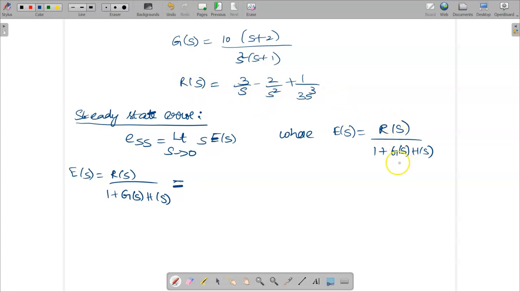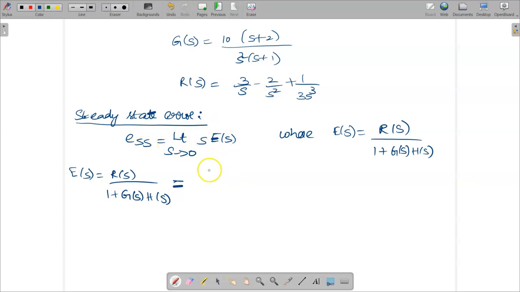You can substitute that, and we know already in the problem they have given G of s as well as H of s, we know the value is 1. So first let us simplify and determine what is E of s, then we can substitute in this formula and then we can find out the ESS.